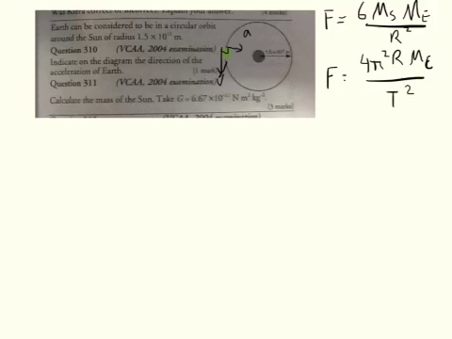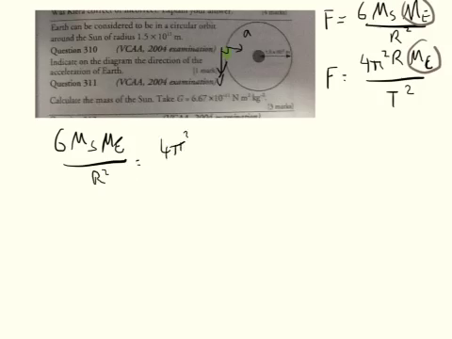Now, because we have the mass of the Earth at the top in both equations, we can make those equations equal to each other and cancel out the mass of the Earth, which we don't know because we're not given it. So if we do that, we get G times the mass of the Sun times the mass of the Earth over the radius squared equals 4 pi squared r times the mass of the Earth over the period squared.